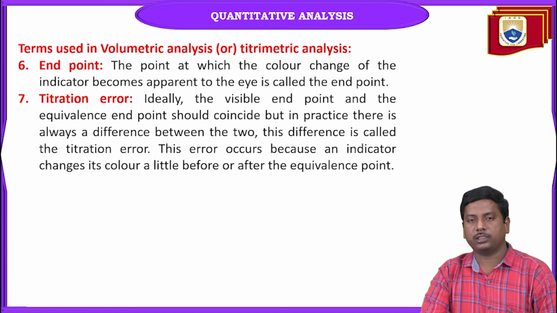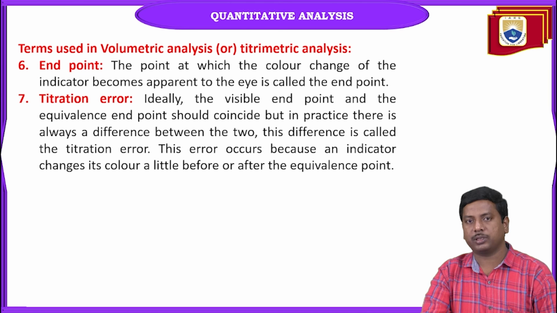And next, the sixth term is the end point. So what is the end point? The point at which the color change of the indicator becomes apparent to the naked eye is called the end point of a chemical reaction. So that visualization of the completion of a reaction is based on the indicator. Such a point is called an end point.